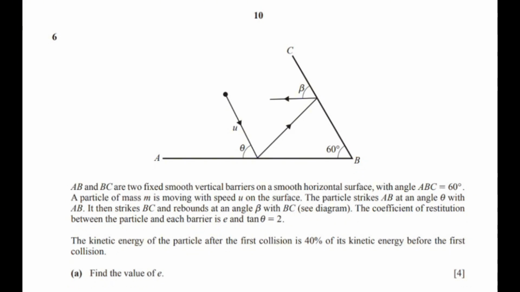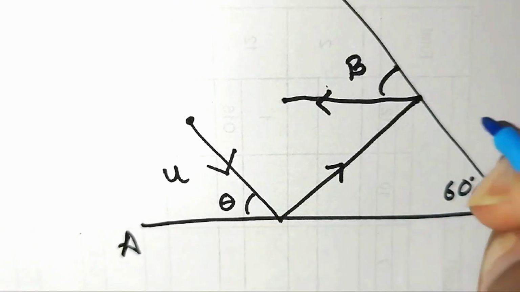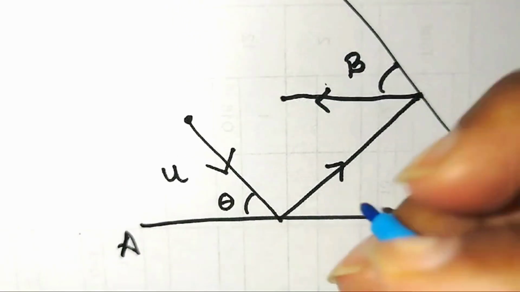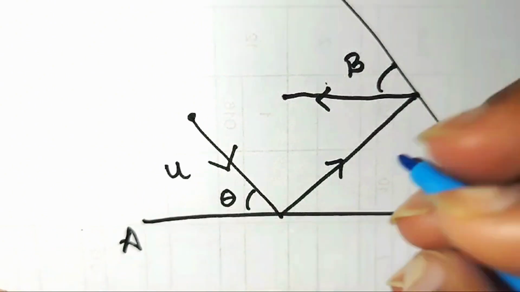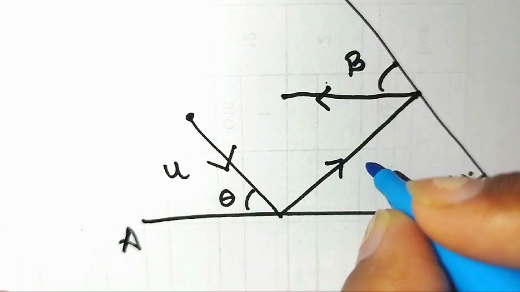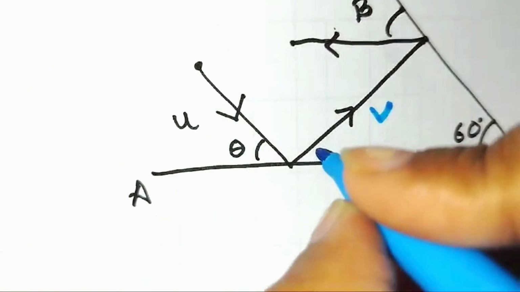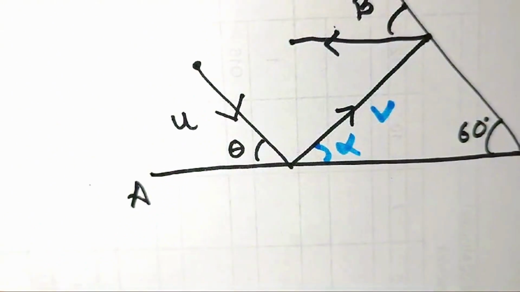Now the given condition where you need to start the question from is that after the first collision 40% of its kinetic energy is lost. So when it strikes AB, 40% of the energy is lost. So we will start the question from here and find the value for coefficient of restitution E. For this question, I'll make the assumption that after this, it is moving away with a velocity, let's say V, at an angle which I'll assume is alpha.